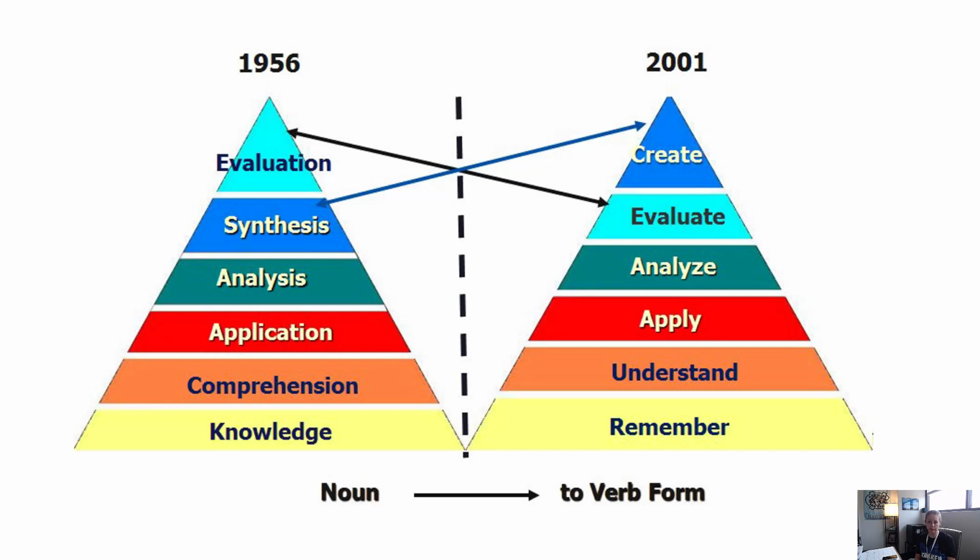Now, the big difference is you can see up here at the top, those last two levels have flip-flopped. So previously we had synthesis and then evaluation being the top level. And then in 2001, we said, you know what? The highest level of cognitive skill for a student is to be able to create their own work. So to produce something, which I would completely agree with as well.